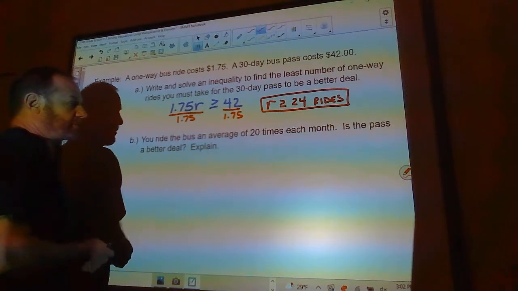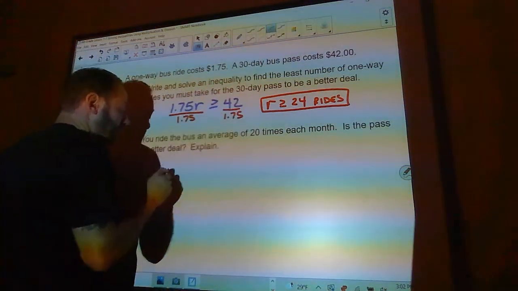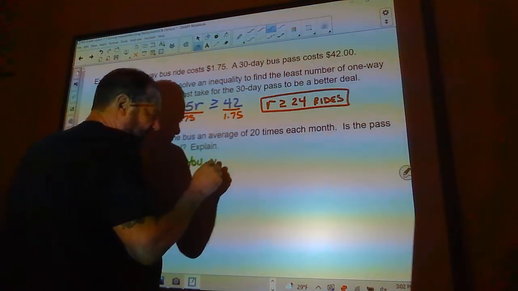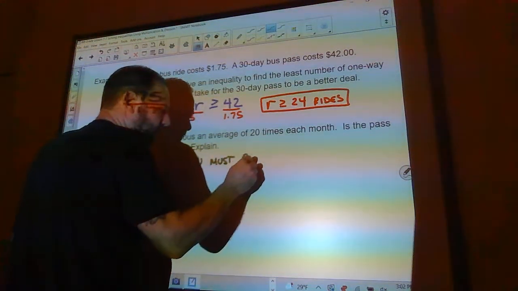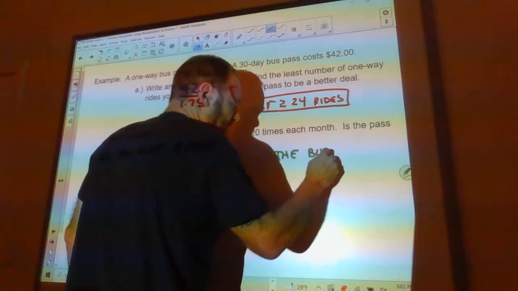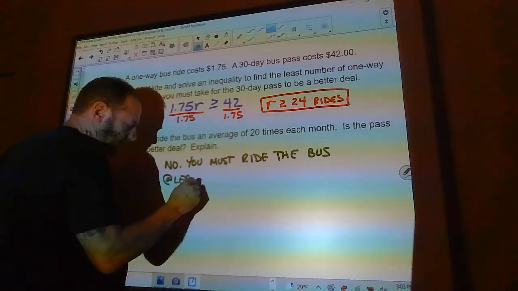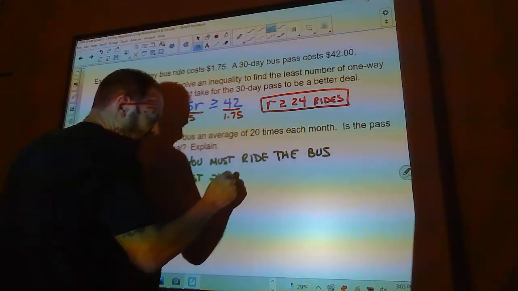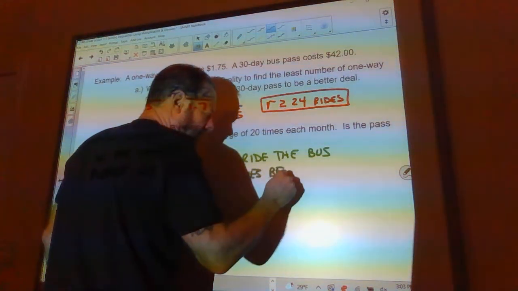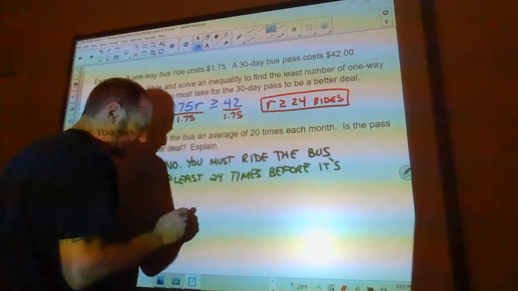You ride the bus an average of 20 times a month. Is the pass a better deal? And the answer is no. You must ride the bus at least 24 times before it's a better deal.